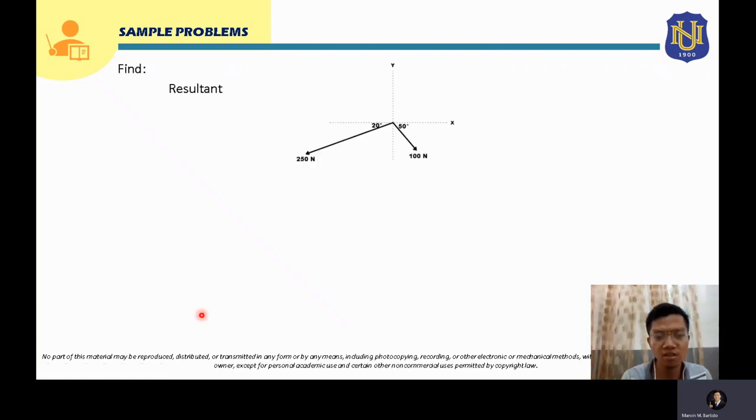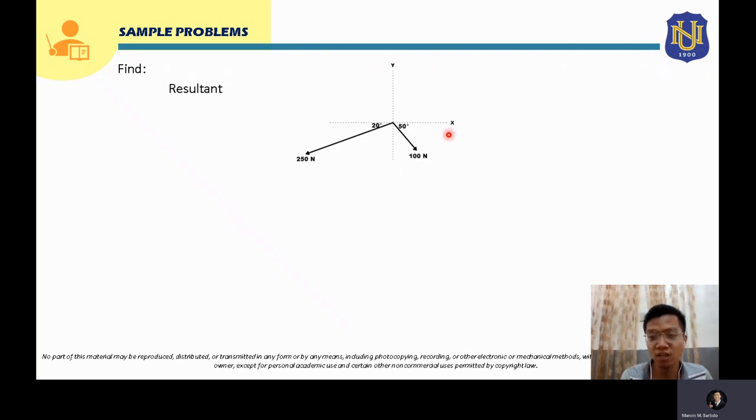To solve this problem, the first thing that you have to do is to list down what is being asked in the problem. What is being asked is to find the resultant. So you write that first, and the second thing that you have to do is to write the given. The illustration, or the figure given, is actually the given. So from here, we can start analyzing the problem. We're going to solve this using triangle law.